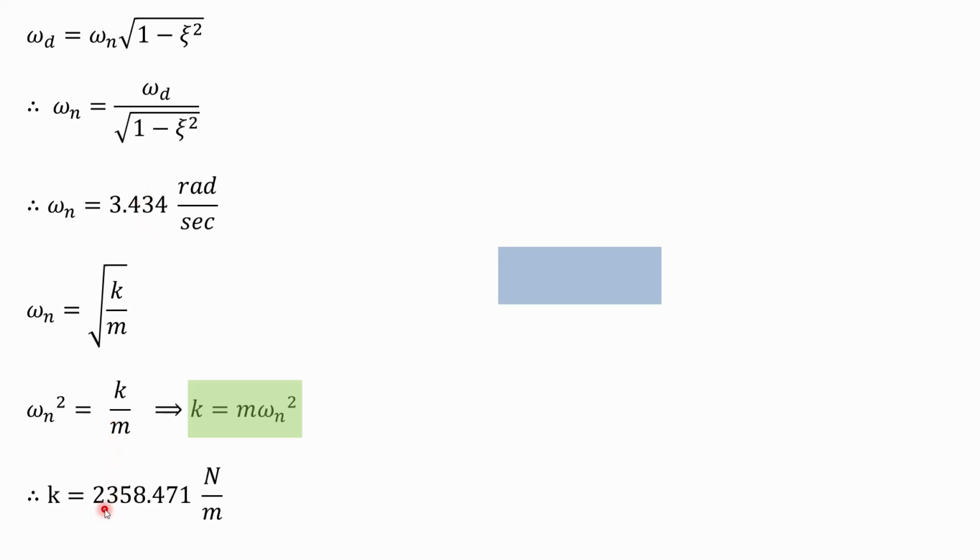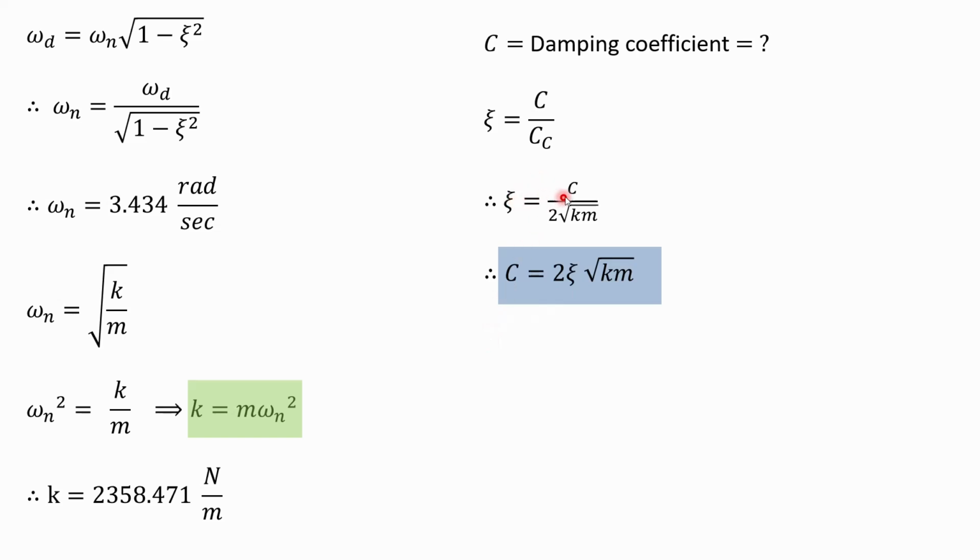So value of k comes out to be 2358.471 Newton per meter. Now damping coefficient we have to find out. So zeta is equal to c upon Cc. Cc is 2 root km. Cross multiply by this term. So c will be equal to zeta multiplied by 2 root km. So substitute the values. Zeta we know, square root of k and m, those values are also known to us. Just substitute those values and check whether you are getting the value of damping coefficient as 554.934 Newton second per meter.